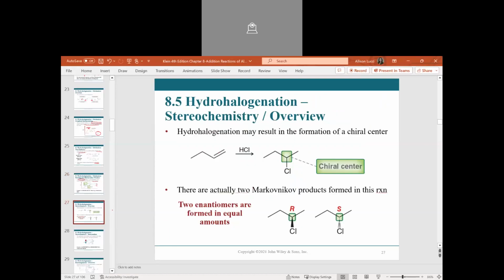We talked about the regiochemistry already, but the stereochemistry has to do with when we create a chiral center, whether or not we designate the configuration as either R or S, right? So we have two Markovnikov products, right? So two equally valid products. And we know that when we create these chiral centers we're going to have two enantiomers in equal amounts, right? So there's no enantiomeric excess that would be produced.